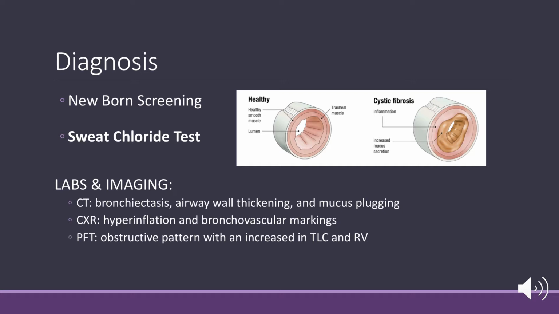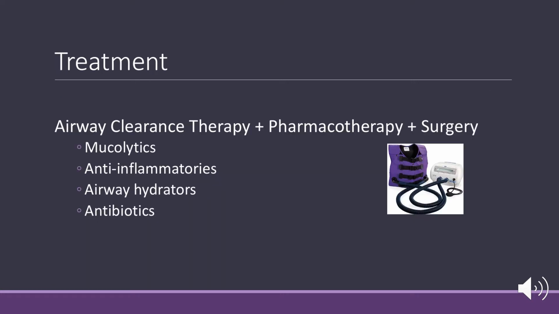Moving on to treatment. The primary goal of treating pulmonary manifestations of CF is to preserve lung function by airway clearance therapy, drug therapy, and surgery to clear the airways and control infection. The Cystic Fibrosis Foundation states that chest physical therapy, high-frequency chest compression devices, and aerobic therapy elicit cough and improve the patient's airways. Drug therapy includes mucolytics, airway hydrators, anti-inflammatories, and antibiotics.